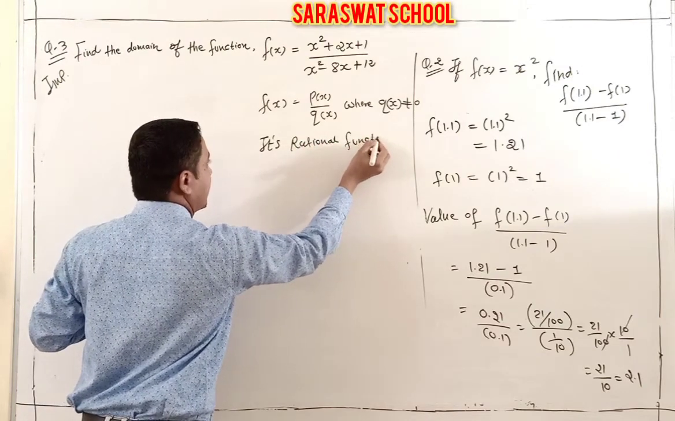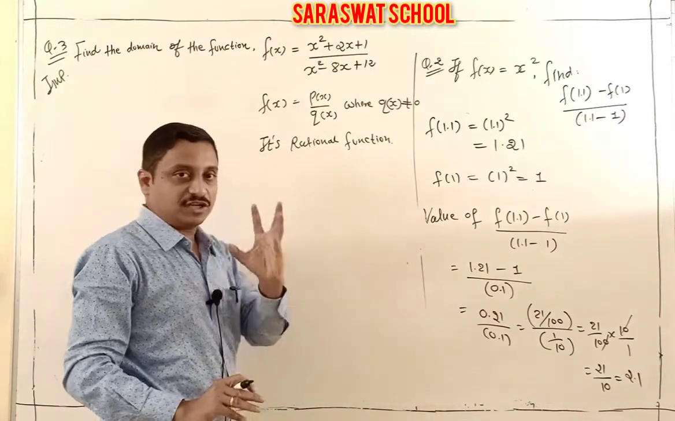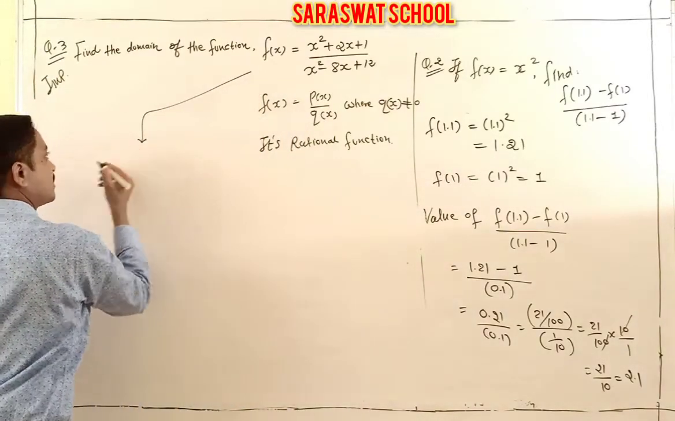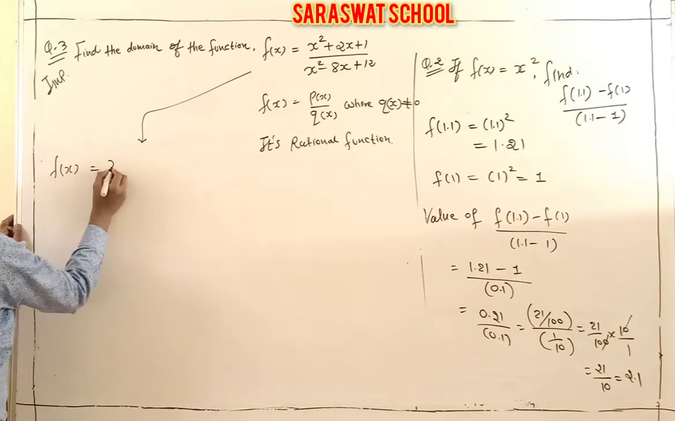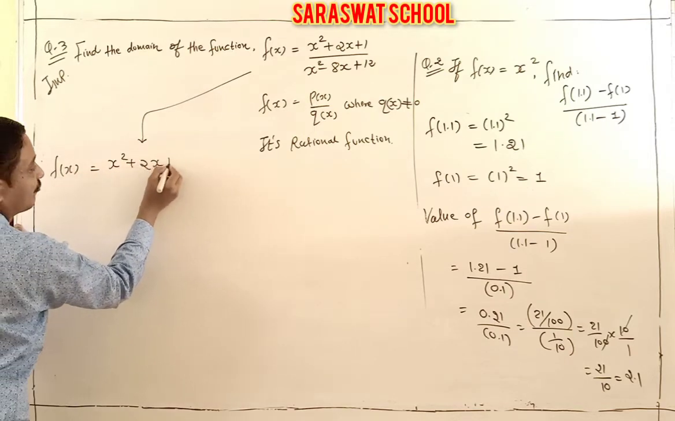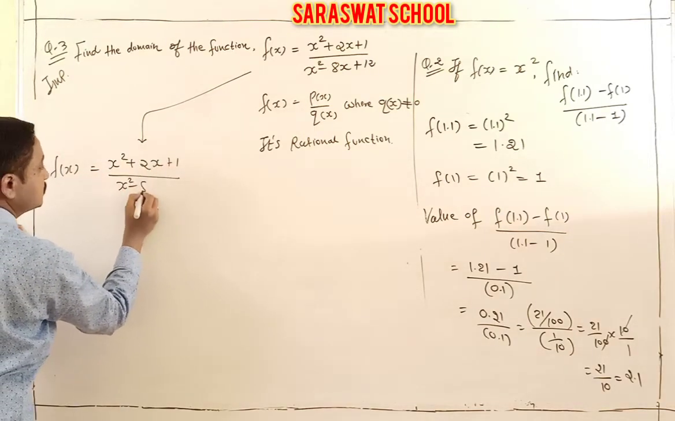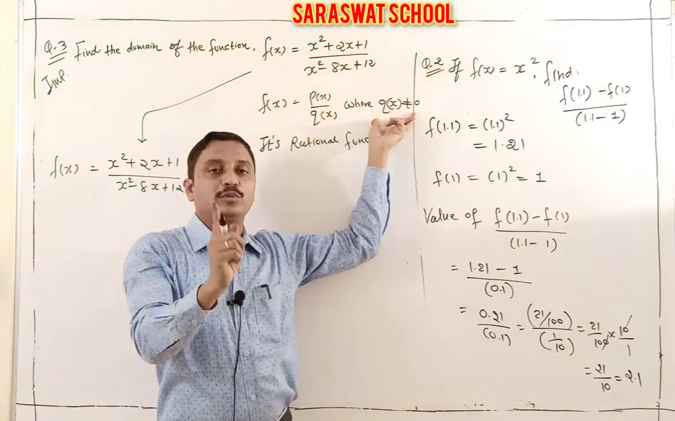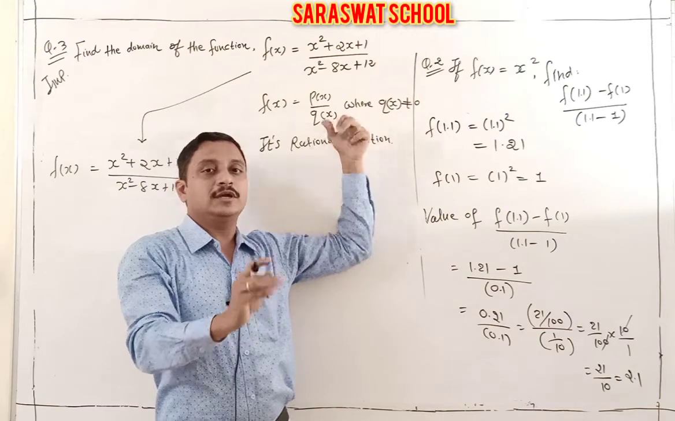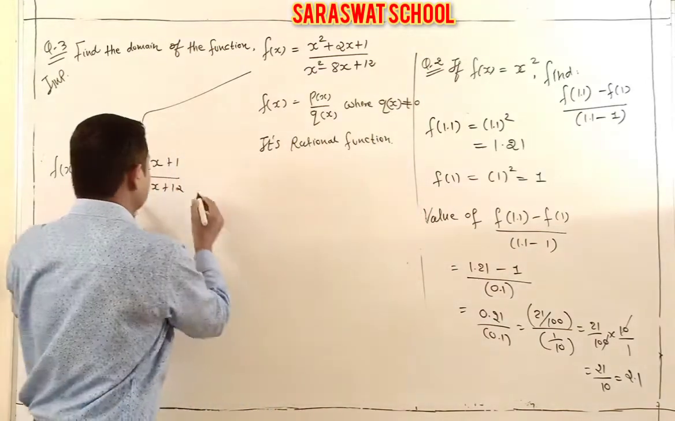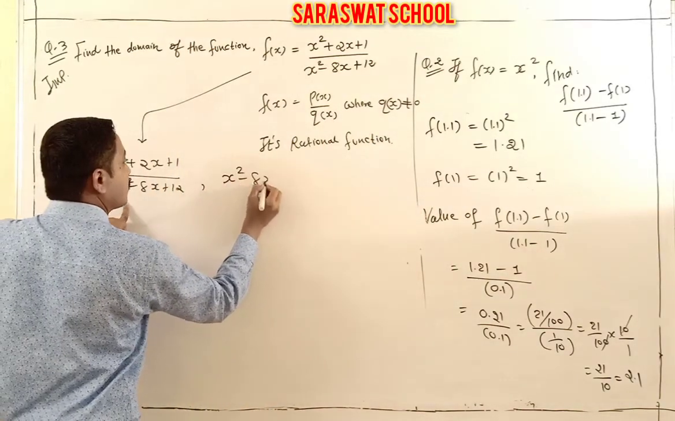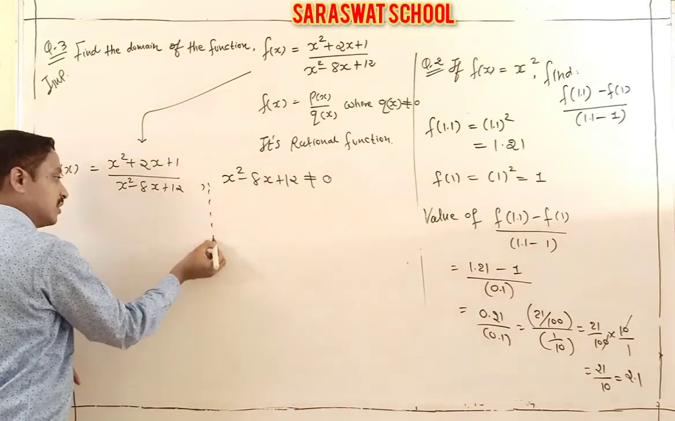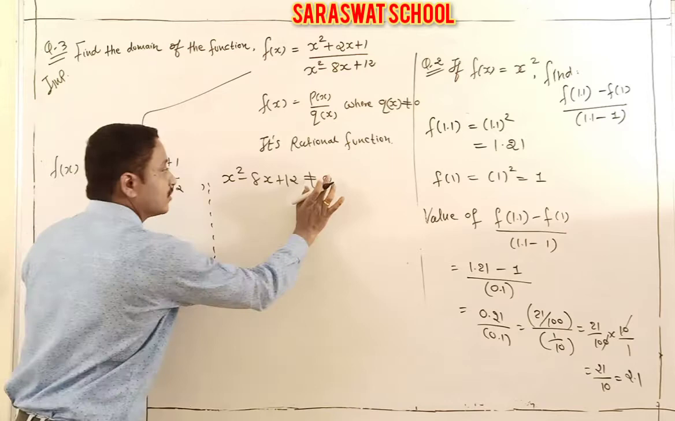So first of all, I check our rational function. This function f(x), students, I calculate by the property of a rational function: the denominator is never 0. So here the denominator x square minus 8x plus 12 is never 0. I calculate this further.